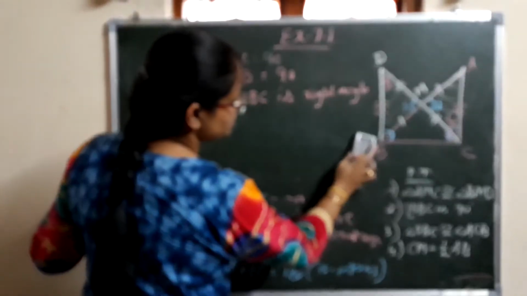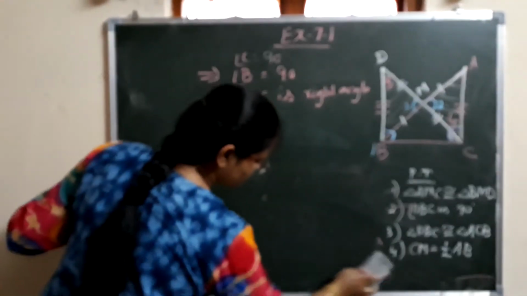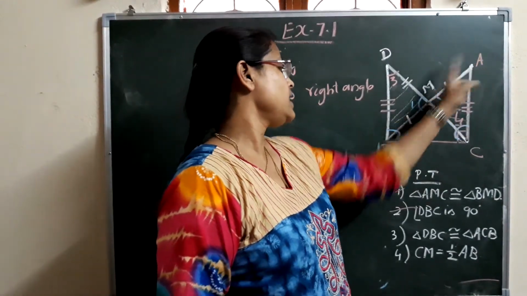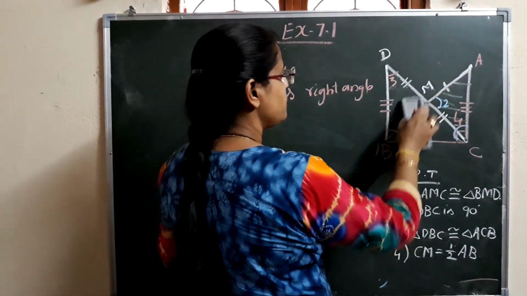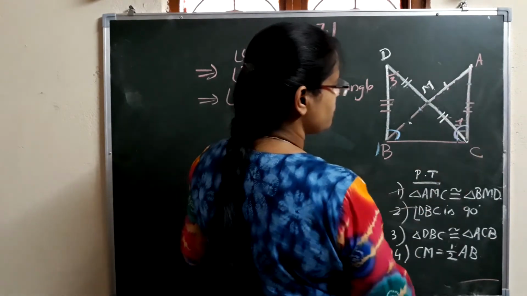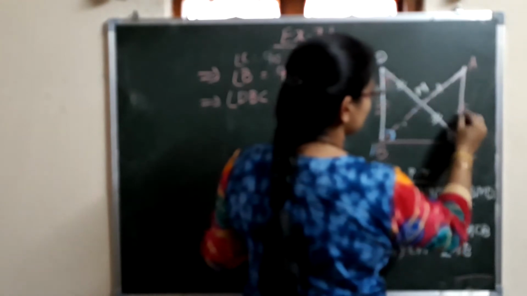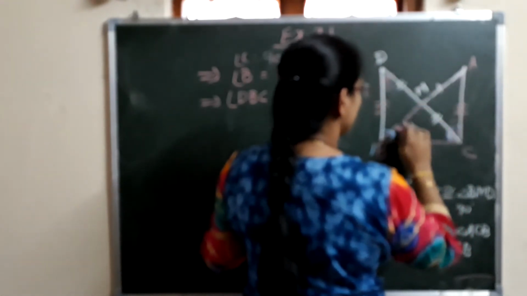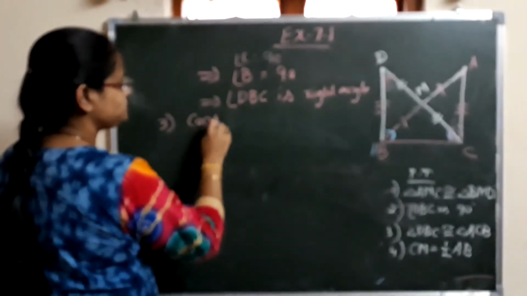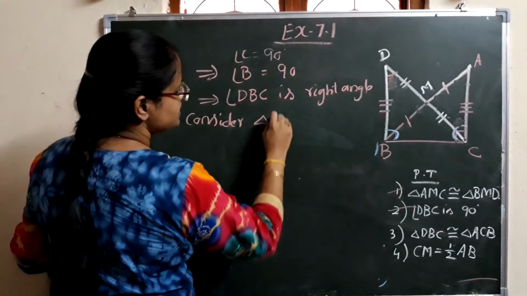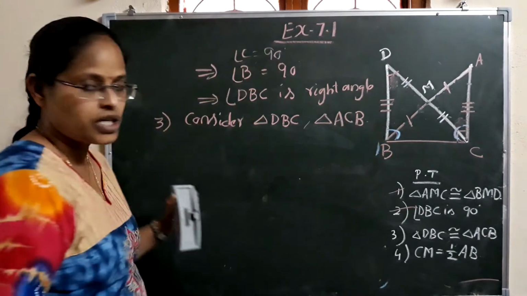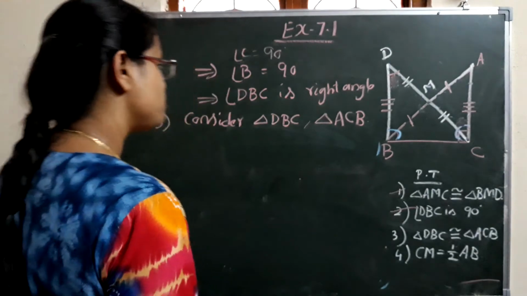Now, what you have to prove, children? You have to prove triangle DBC is congruent to triangle ACB. Now, third part we are proving. Consider triangle DBC and triangle ACB. What can you say about this? They both, you have to prove that congruent.